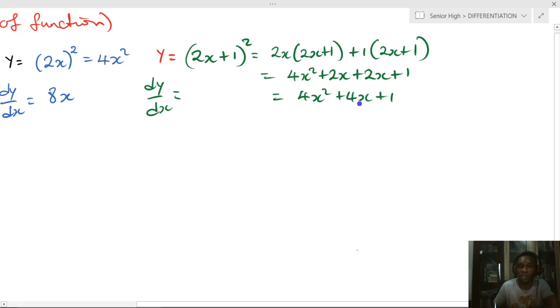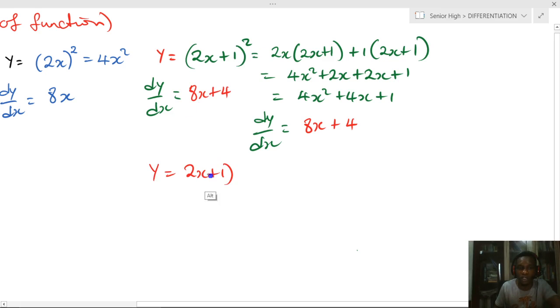So therefore this is what we'll differentiate. When we find the dy dx of this value, we'll be having 8x plus 4, right? So actually our final answer is meant to be 8x plus 4. But then, what if you were given this particular question again as y is equal to 2x plus 1, and then you were given the power 1 over 2?